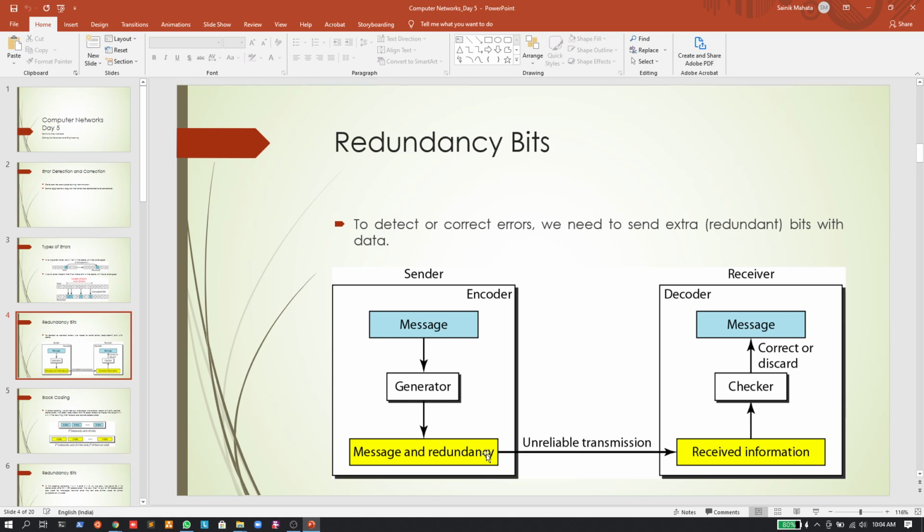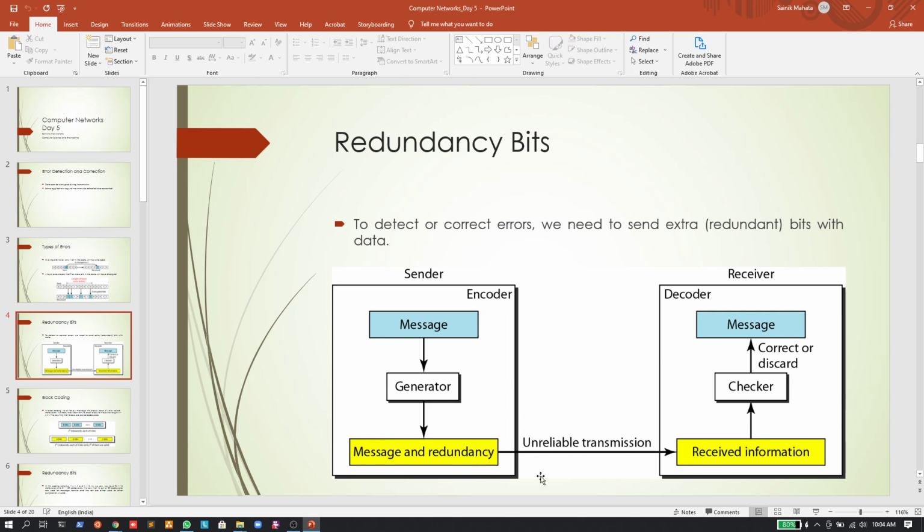The data that is 101 plus the redundancy bits that are 11. So 101, 11, this is the data that will actually go to the receiver side. Okay, and we will see how, using these redundancy bits, we will detect the error and correct the error.